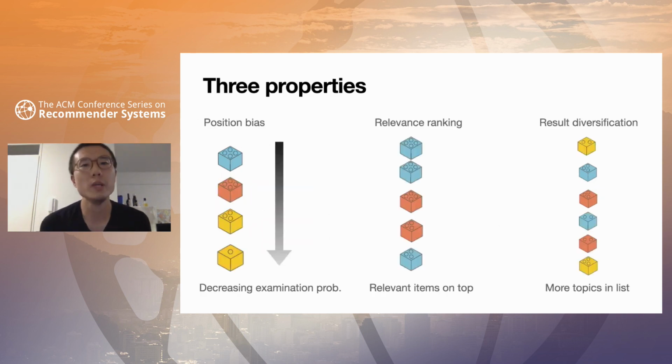There are generally three properties in our problem. The first one is position bias, where a user focuses more on the top ranked items. The second one is relevance ranking, where in our recommended results, we want relevant items to be on top. And the third part is result diversification, where we want the recommended items to be diverse. We will address these one by one.